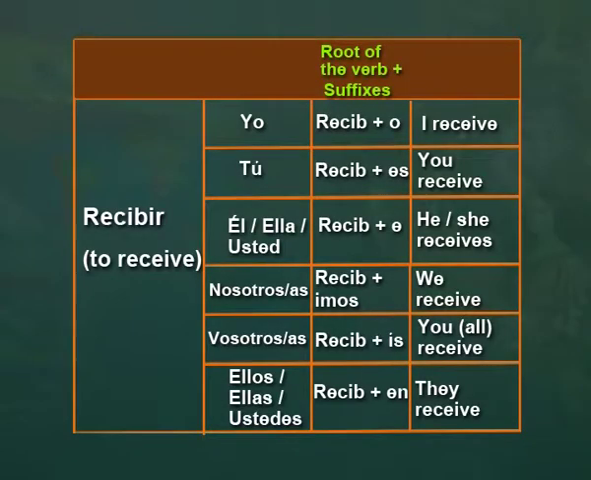Next verb is recibir, to receive. This verb has the root or stem recib. Yo recibo, I receive. Tú recibes, you receive. Él recibe, he receives. Ella recibe, she receives. Usted recibe, you formal receive. Nosotros, nosotras recibimos, we receive. Vosotros, vosotras recibís, you all receive. Ellos reciben, they receive, for masculine. Ellas reciben, they receive, for feminine. Ustedes reciben, you all receive, formal one.